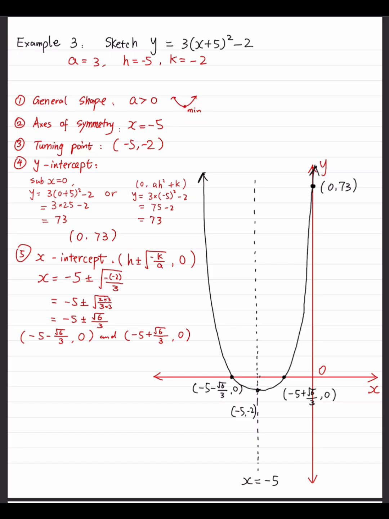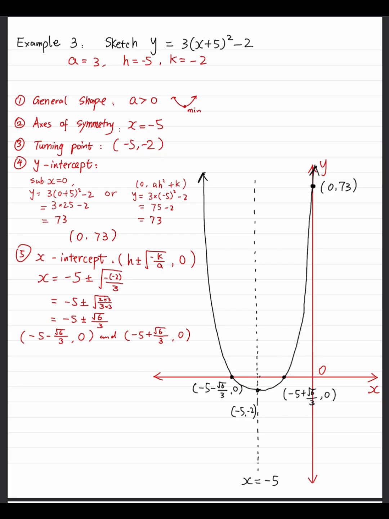Second feature, the axis of symmetry. We know that x should be equal to h, and h is negative 5. Therefore, the axis of symmetry, x is equal to negative 5. The next key feature is the turning point. With the turning point, we know that it's going to be h, k. So h is negative 5, comma k is negative 2.